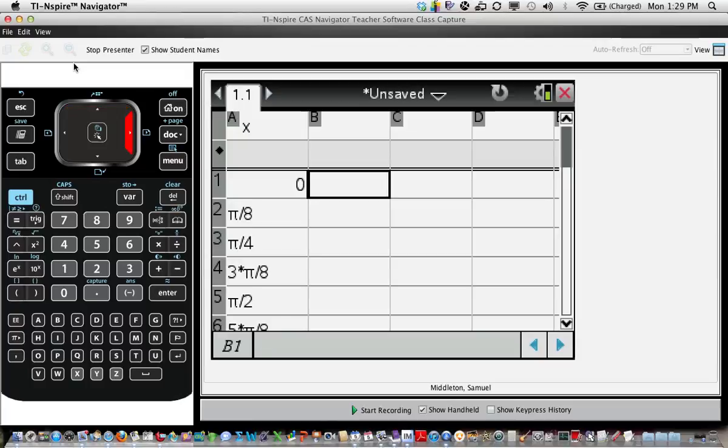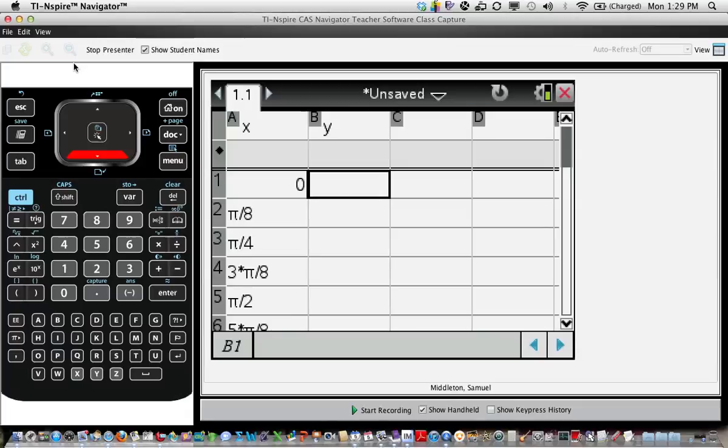Okay, so now in this column, let's label this column Y. It doesn't matter what we call it right now. But this is going to be our outputs now. So this is going to be the sine outputs.